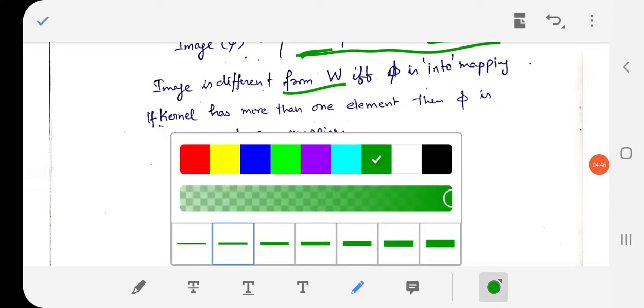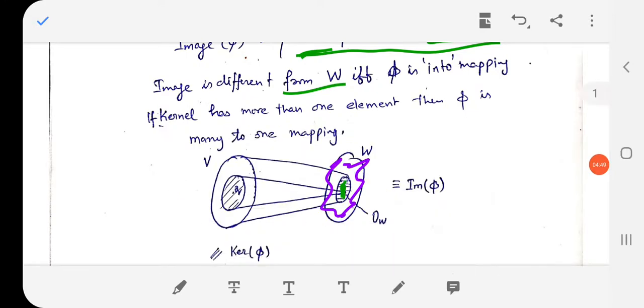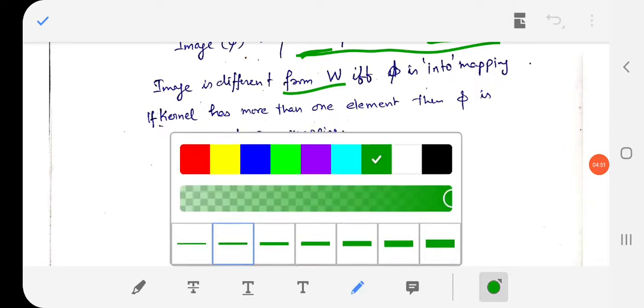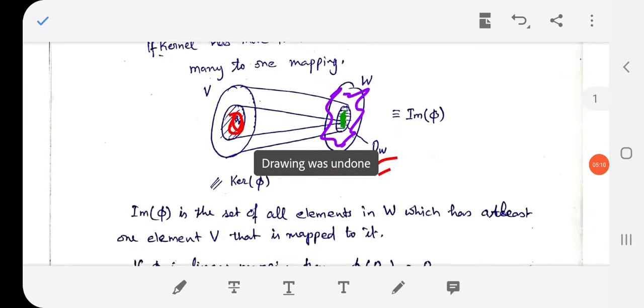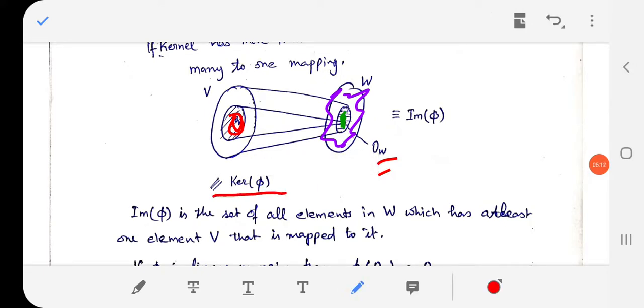And if I take this red portion, every element of this portion is mapped to 0, and that is called the kernel of phi. So that is the terminology.